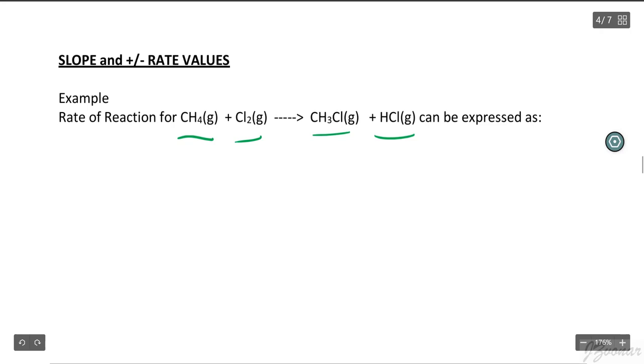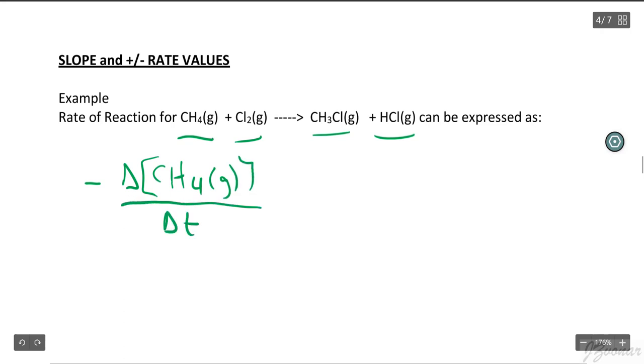If I'm going to express it with respect to the reactants, it's always going to be represented as a change in the concentration of methane gas over the change in time. It is going to produce a negative value because it is being consumed. Or we can also express it with the consumption of chlorine gas as well. So it too is a negative value, with the change in concentration of chlorine gas over time.